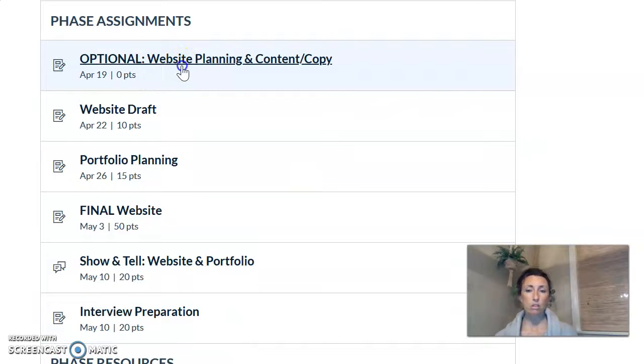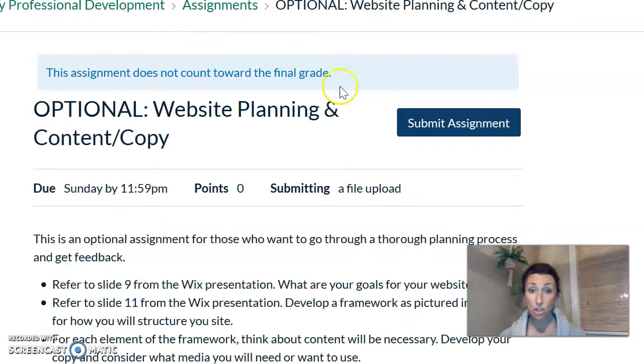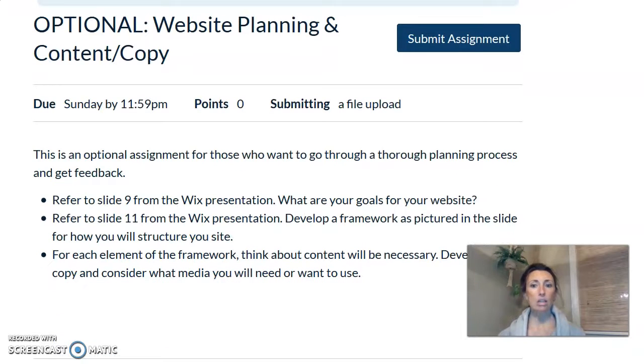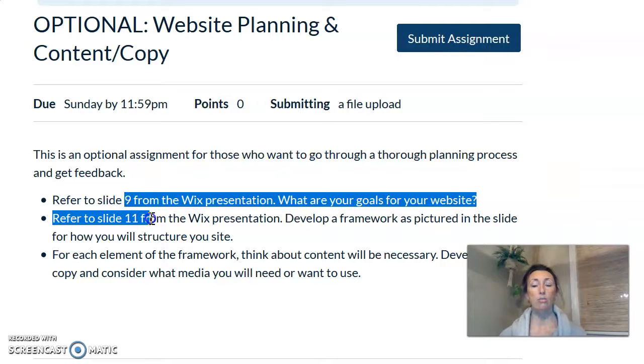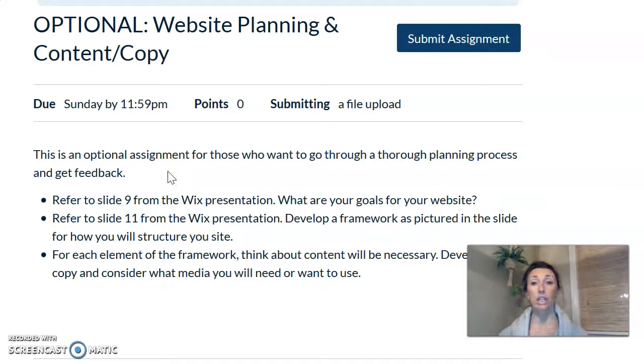So the first item that you'll see on this list is an optional assignment. What this assignment is asking you to refer to 2 specific slides from the Wix presentation, which I've linked for you in the phase resources. And so I'm asking you to think about your goals for your website and then to develop a framework for your website. So what will a structure look like? For each element of that framework, you will then think about the content that would be necessary, copy, media, etc.